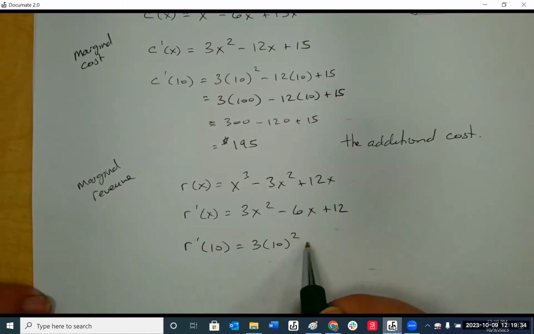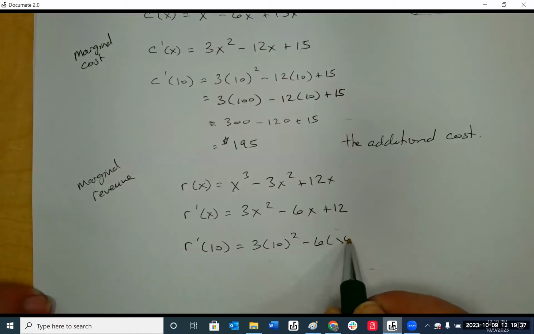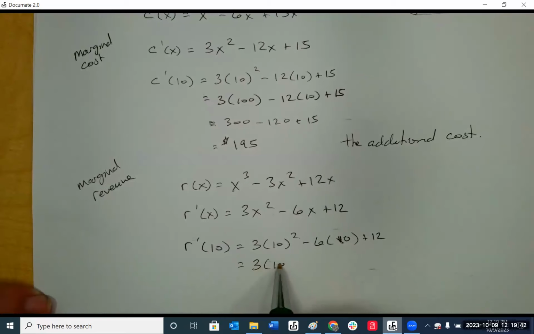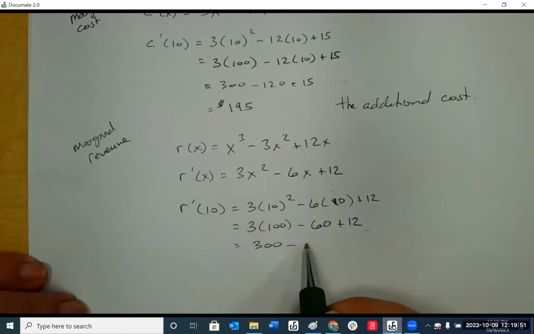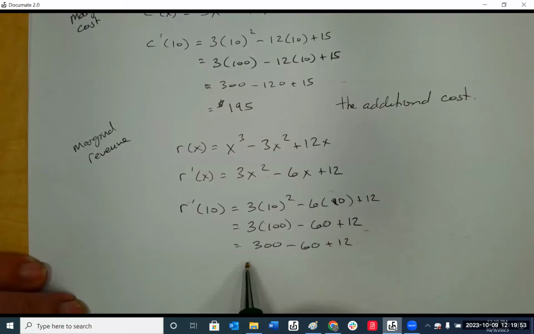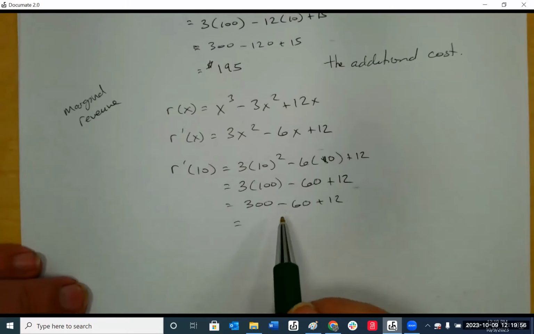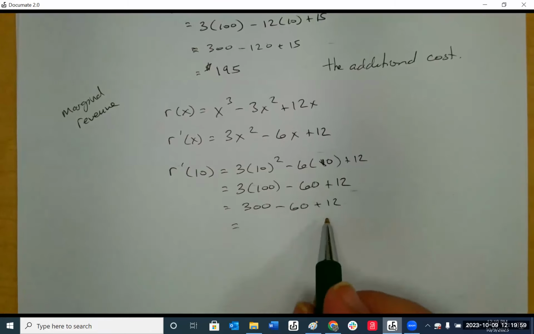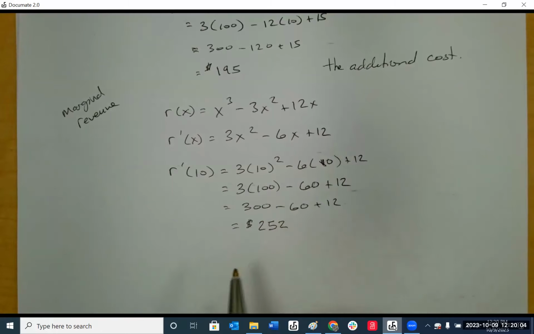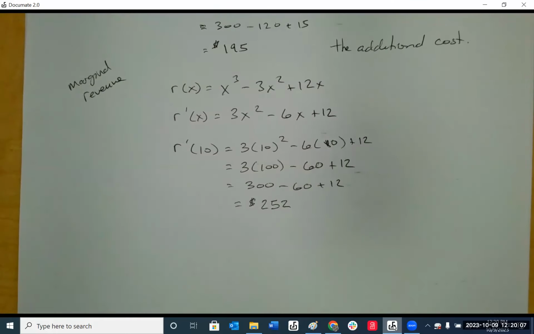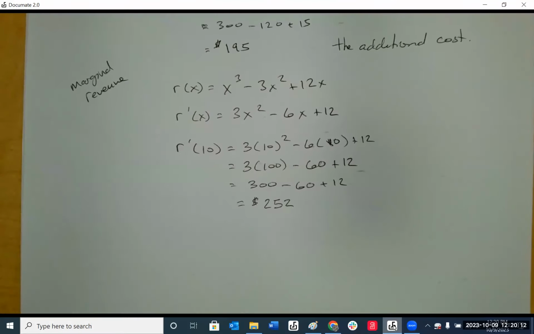And at producing 10, so 300 minus 60 plus 12. 300 minus 60 is 240 plus 12 is 252. So that's your marginal revenue.